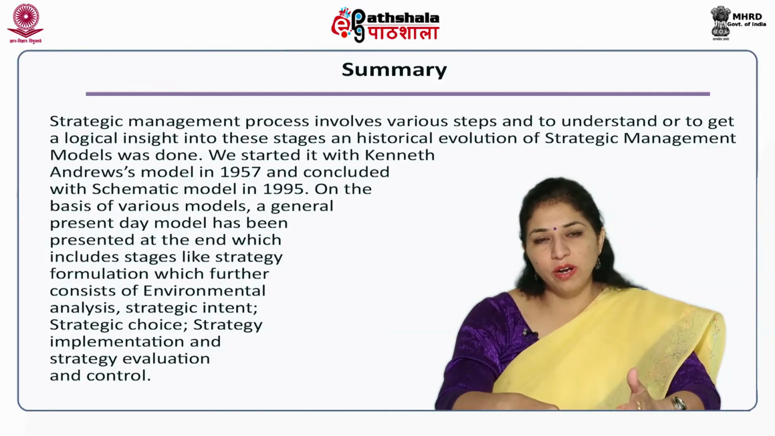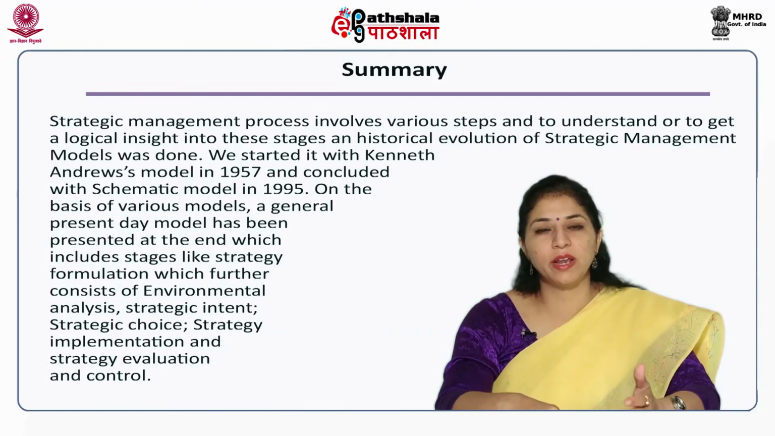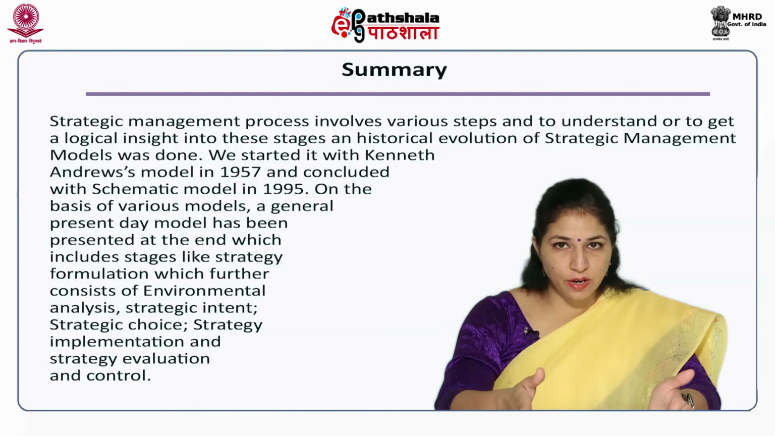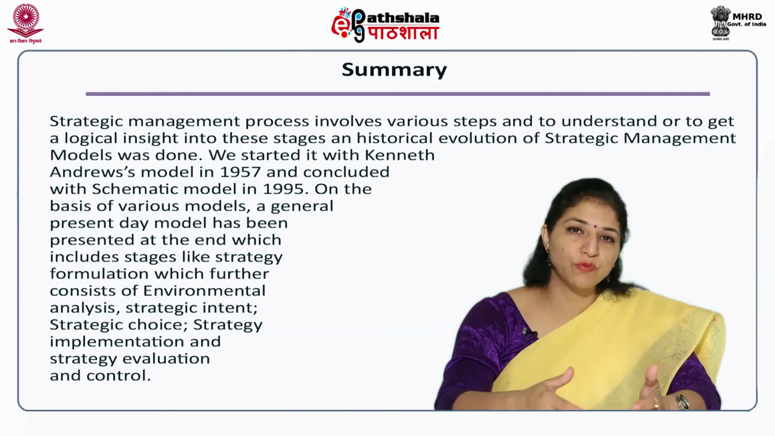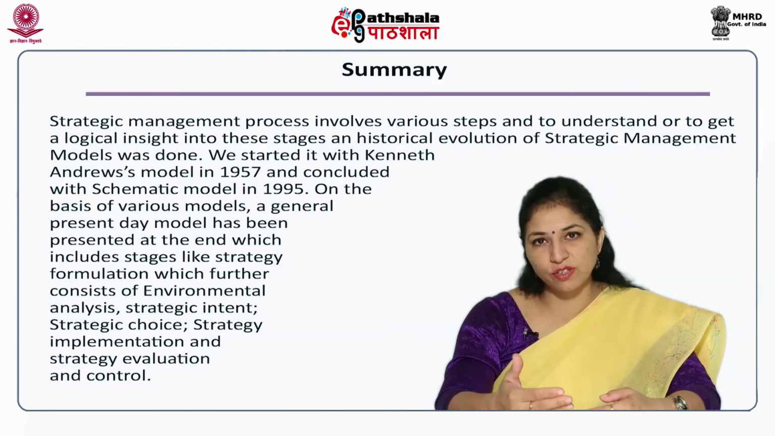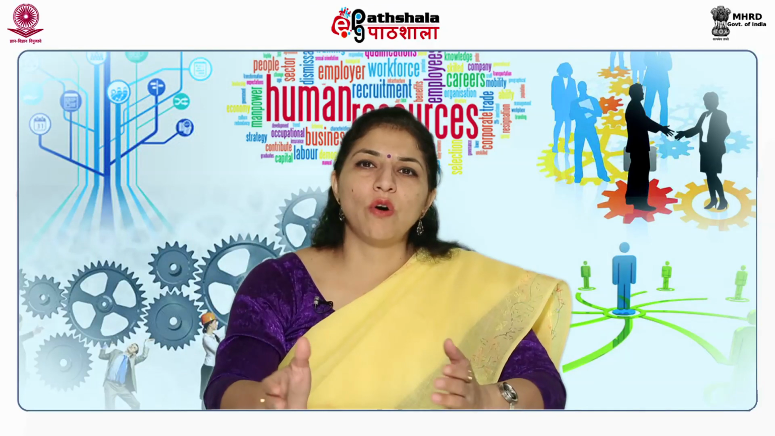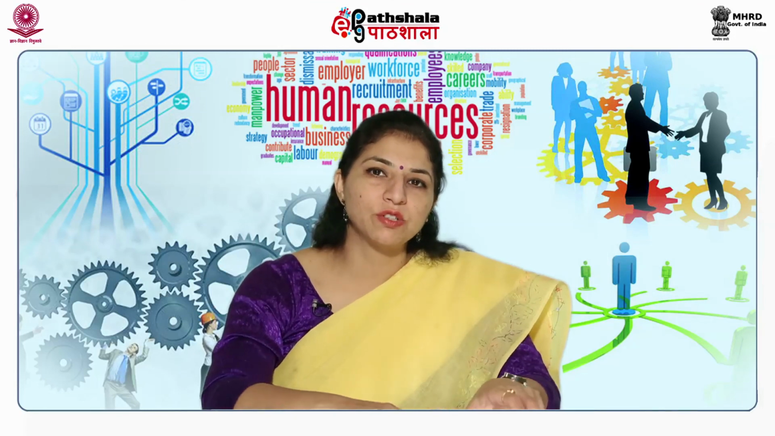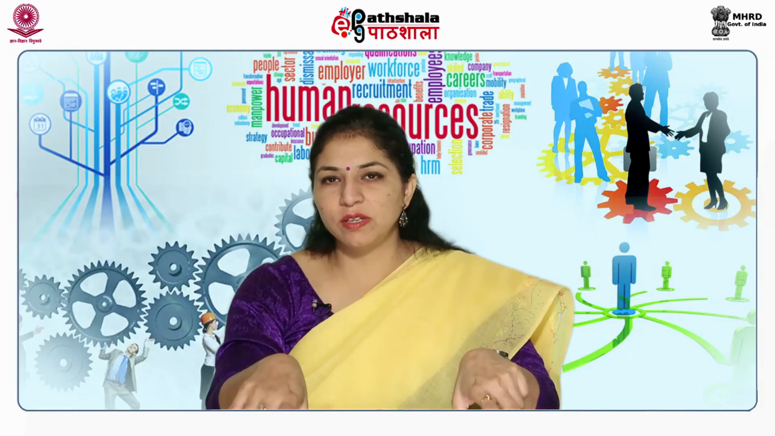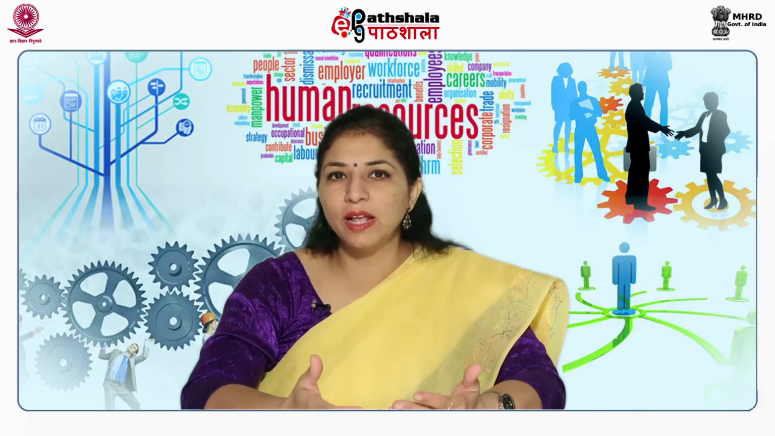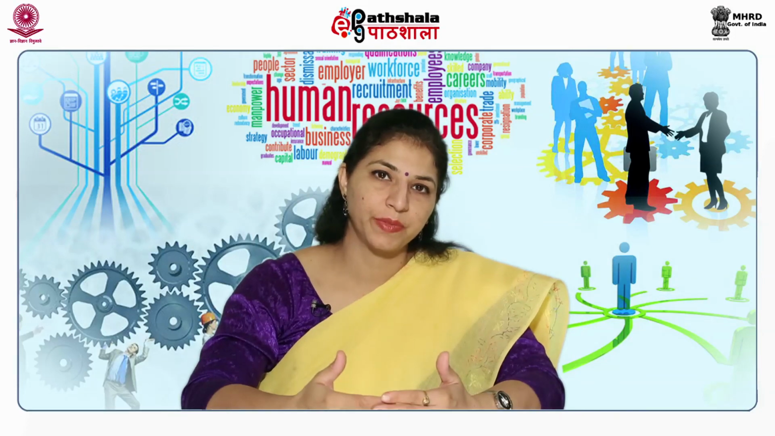We started with the Andrews model in 1957 and concluded with the Semantic model in 1995. On the basis of the various models, a general present-day model has been presented at the end, which includes stages like strategy formulation, which further consists of environmental analysis, strategic intent, strategic choice, strategic implementation, and strategy evaluation and control. The prominent purpose of any organization is to achieve superior performance or to gain a competitive advantage over the rivals. In the end, a connection has been presented among the strategies, resources, capabilities, competencies and competitive advantage, and the recent resource-based view of the resources has been discussed that helps create sustained competitive advantage. Thank you, students.